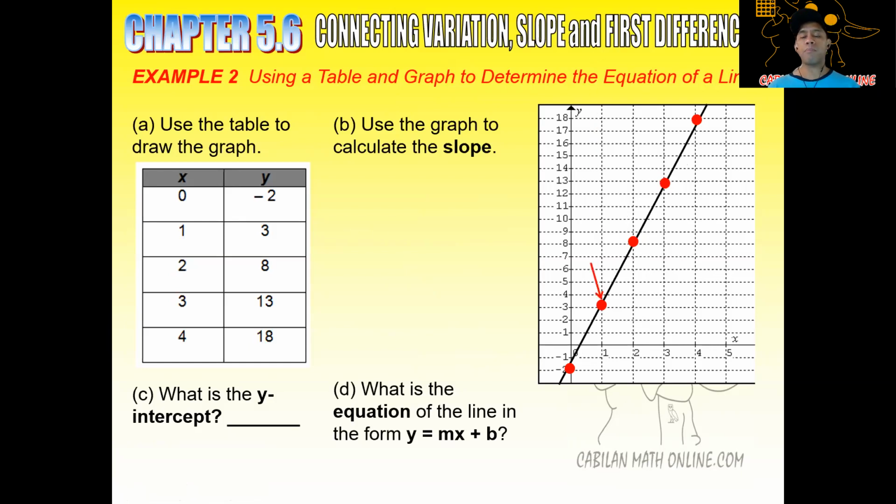Now, again, I've randomly picked points for this example. I randomly picked the second point, which was (1, 3), and I randomly picked the fourth point, which was (3, 13). Now, as I mentioned in a previous example, you can pick any two points on this line, and it will still give you the same answer, again, provided that you do the math correctly.